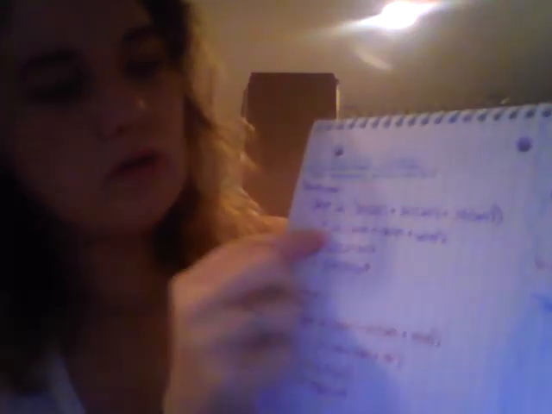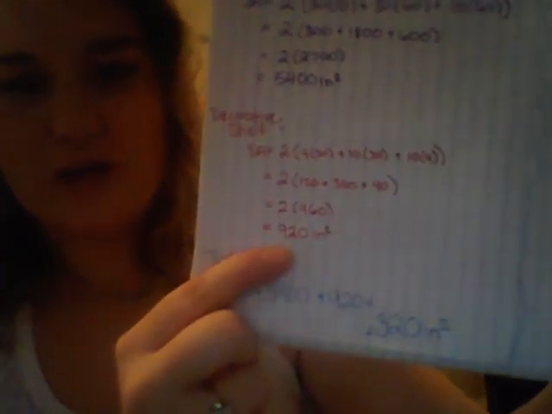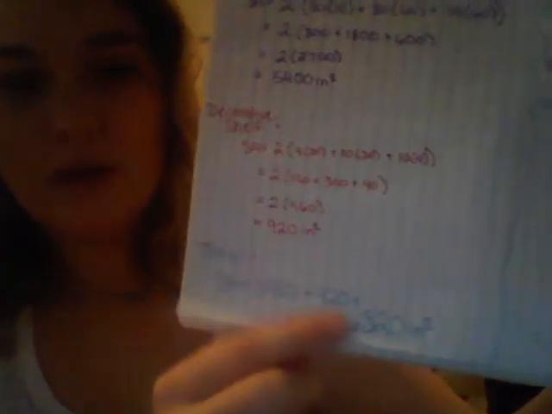So for the bookcase itself, we found that it was 5,400 inches squared. And for the decorative shelf, it was 920 inches squared. So the total would be 6,320 inches squared for the surface area.